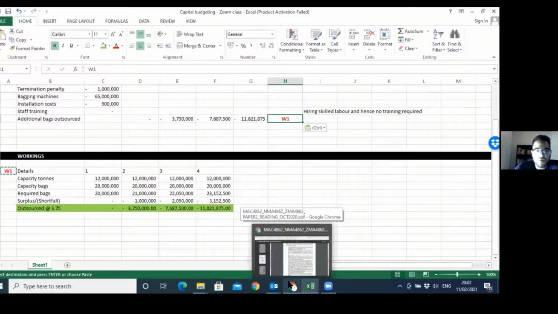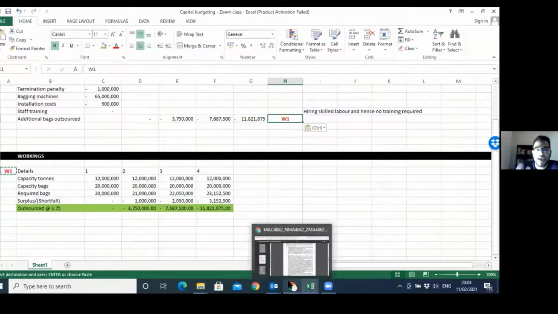What I want you to be aware of is that although the capacity is 12 million tons, it is 12 million tons times 2, because remember, 1 ton is 1,000 kilograms, and each bag is 500 kilograms. So therefore, for every ton, you get 2 bags. Some students would have said 12 million times 2 gives me 24 million bags. So in year 4, I only need 23 million, so there's no shortfall. So just be aware, although your capacity is 12 million tons, which is equivalent to 24 million bags, your machines can only bag 20 million. So anything beyond 20 million that your machines can actually bag needs to be outsourced to BFA. So just be aware of that.